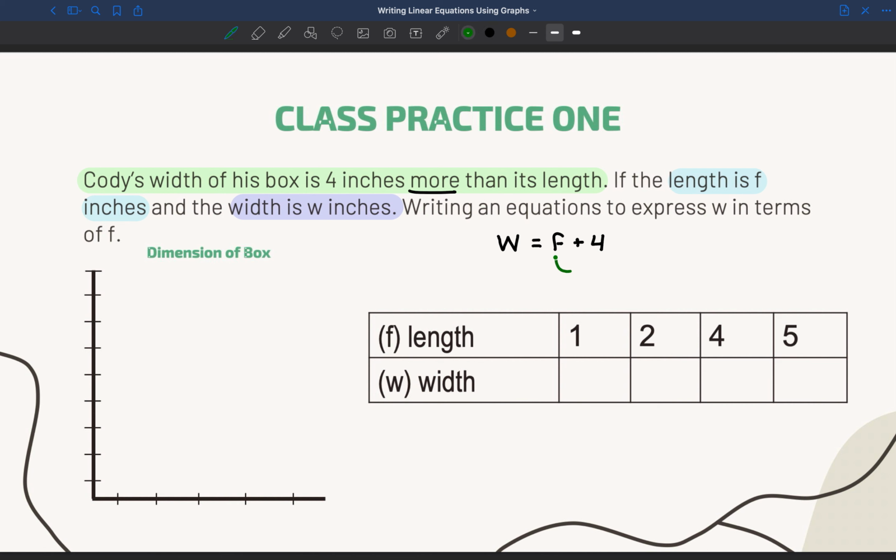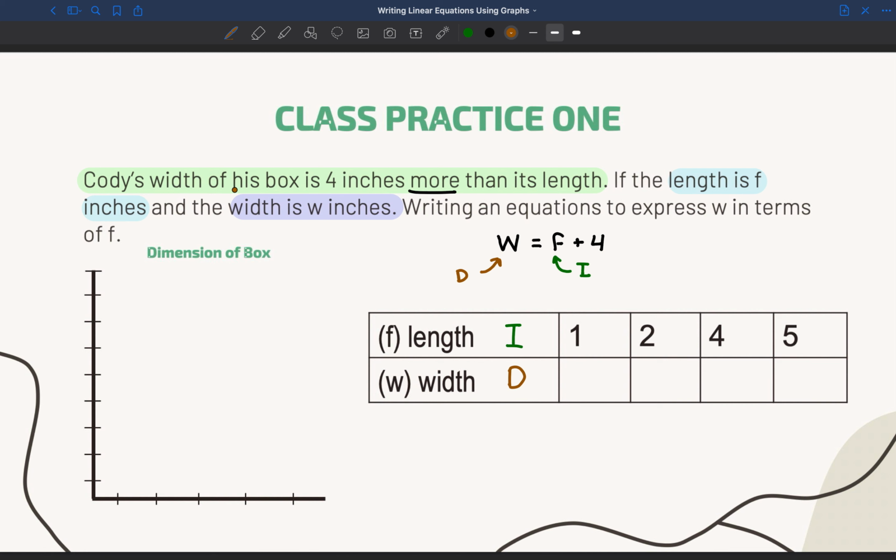Now we're just going to label our independent and dependent variable. Well, our independent variable is f, because it does not depend on anything else. And the dependent variable is going to be w. So this one's our independent, and this one is our dependent. Now simply all we're going to do is work through this problem now. So we're going to substitute 1 in the length.